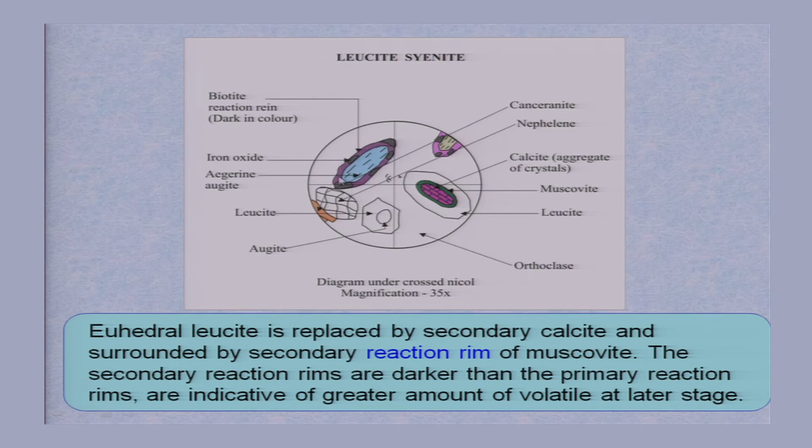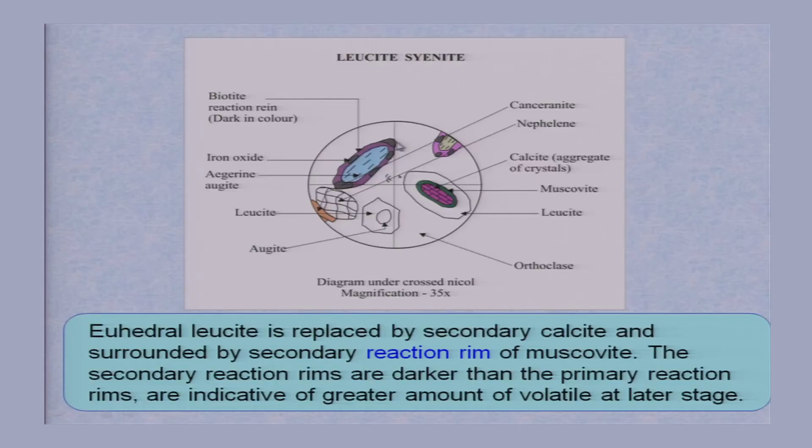These volatiles reacted with the margins of the crystals. As a result, the margins of the crystals have replacement. Replacement, molecule by molecule, atom by atom, has taken place here. As a result, a reaction rim is formed.